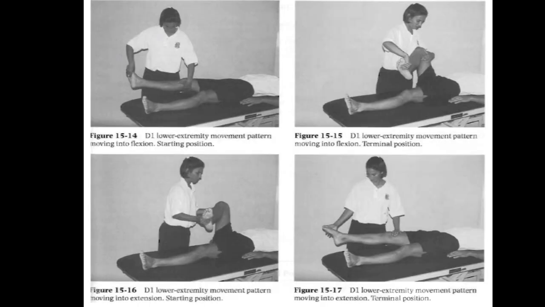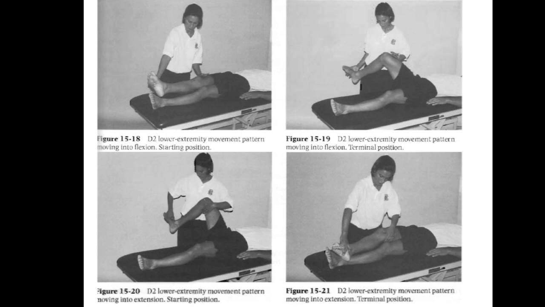In the first figure, the D1 lower extremity movement pattern is moving into flexion, starting position, and then in the second figure the terminal position. Then in the third figure the limb is moving into extension, starting position, and then we have the terminal position. So again the D2 lower extremity movement starting and terminal positions are shown in these four figures.